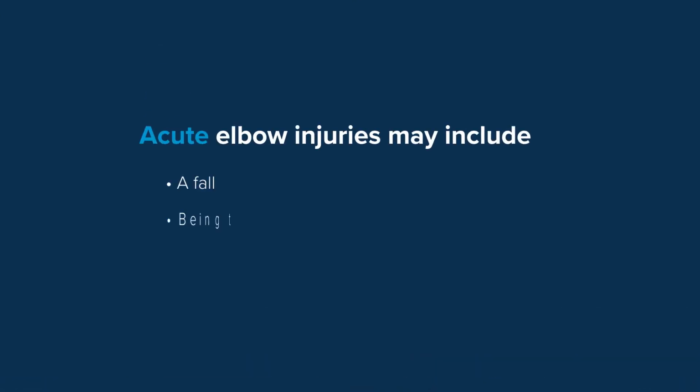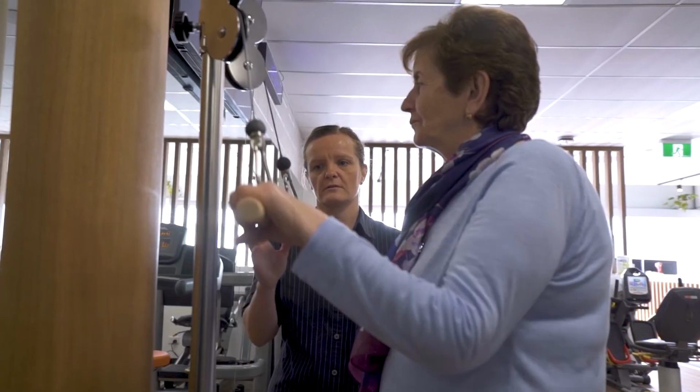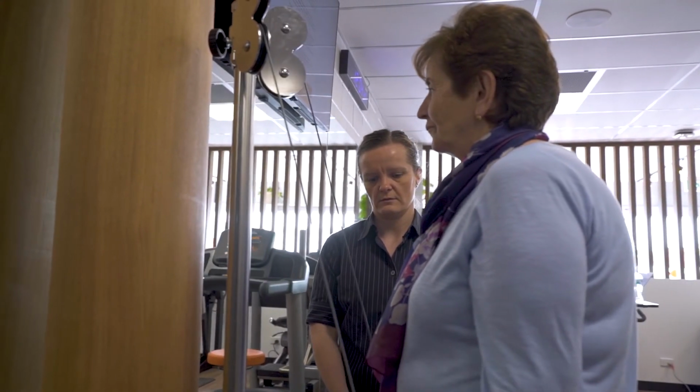Acute elbow injuries are those which occur suddenly, usually due to high impact loading or an impact on the joint. Examples of this may include a fall, being tackled during sport, or a high force movement such as throwing. Ligaments that run either side of the elbow joint can be sprained or ruptured with sudden high force movements or impact to the area.